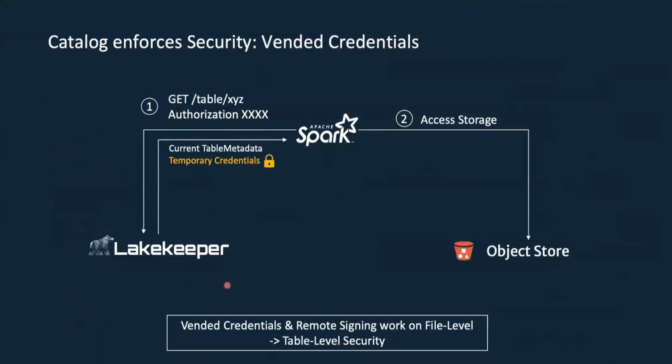So we have a compute engine. Apache Spark is just an example. It could be really anything. And this compute engine is running a query against an Iceberg REST catalog, for example, against Lakekeeper. Then Lakekeeper checks and validates the permissions and returns temporary credentials to Spark. And with these temporary credentials, Spark can now access the object store, for example, S3, and load some data. This is what is called vended credentials. There is another security mechanism as well, which is called remote signing. With Lakekeeper, we support both.